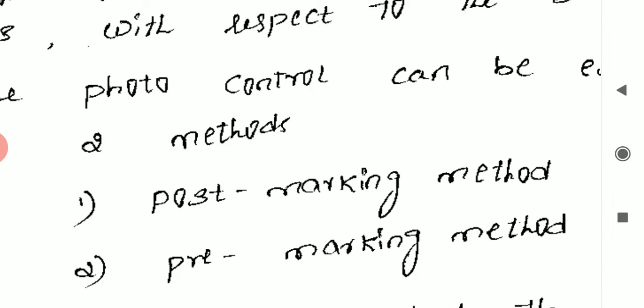Okay, what is post marking? In the post marking method, the photo control points are selected after the aerial photography. The advantage of this method is positive identification and favorable location of the point.